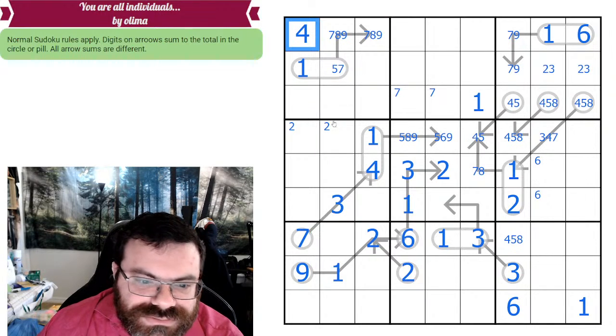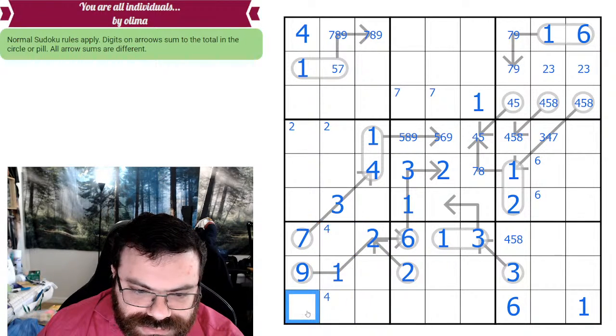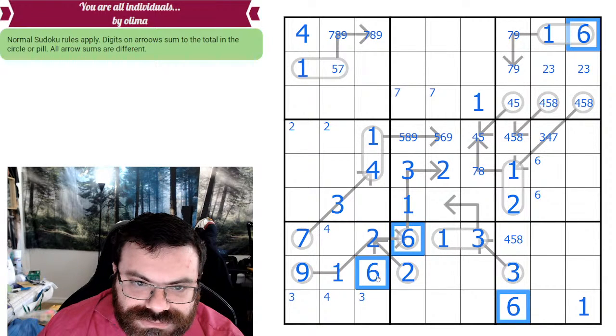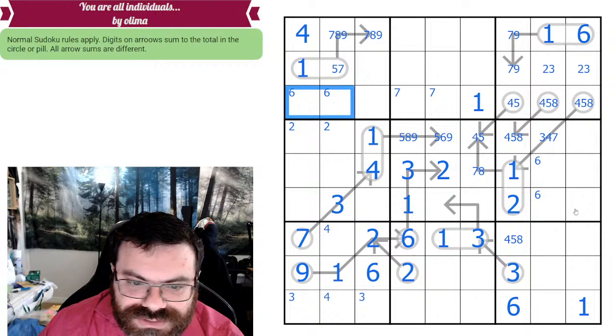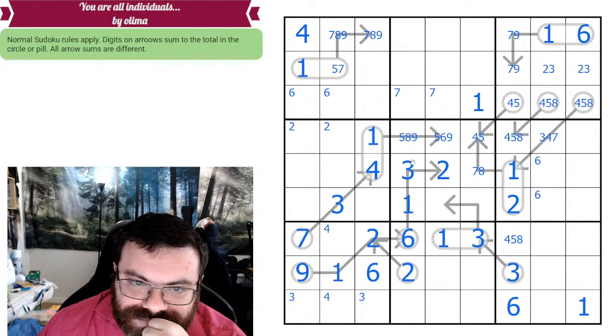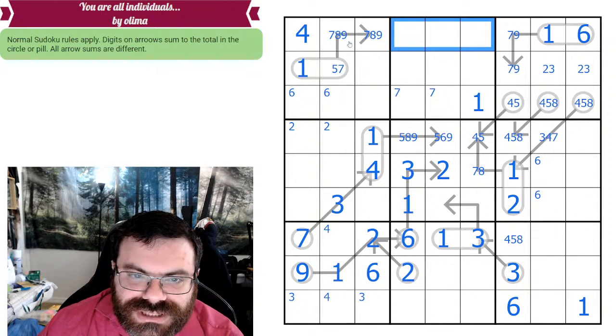Four is now placed. 4 is in one of these 2. 3 is in one of these 2. 6 is placed. Means 6 is in one of these 2. It's true, there's always an 8 here. But yeah, I mean that's a 7, 8, 9 triple, so it's not too surprising.